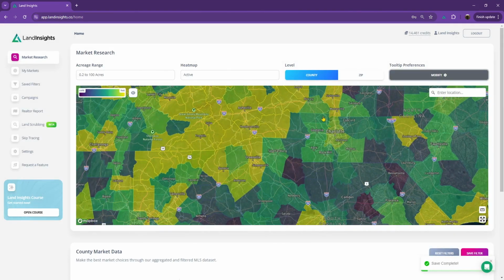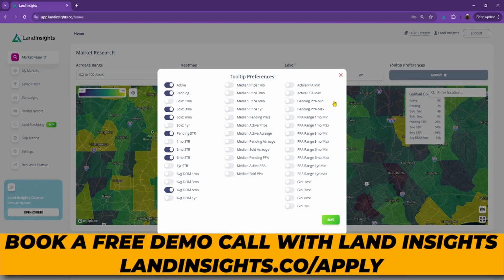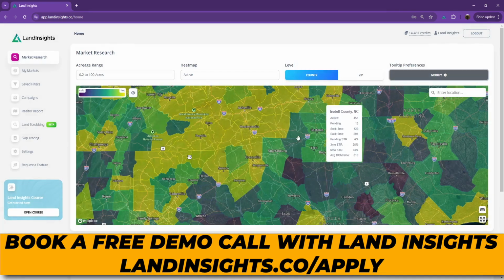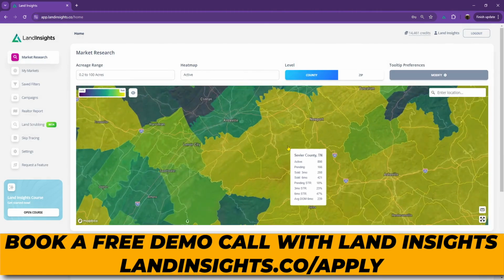You can use your creativity here to find markets, whether counties or zips, that you like, and maybe that does include looking at the median information or the price per acre information. So just keep that in mind as you look around.